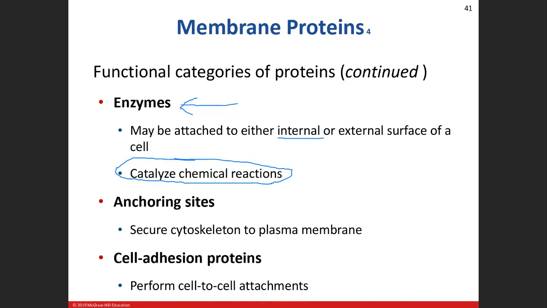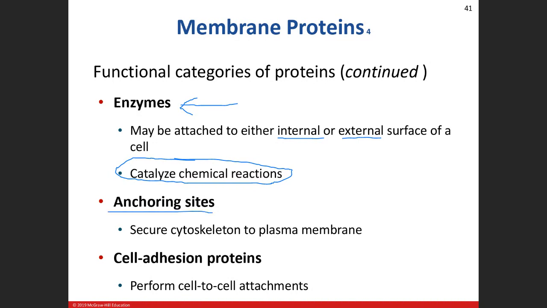So they'll be either on the internal portion or the external portion of the cell, and in some cases, they're going to be inactivated, so they're not going to do anything. But then another protein comes along and activates them, turns them on, and then we can start some chemical reactions in the body. So enzymes are really important.